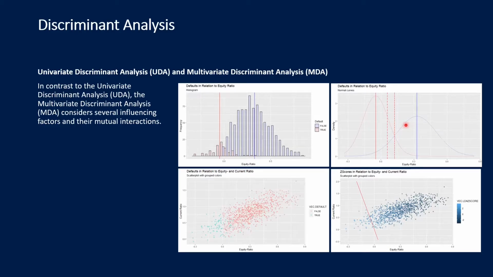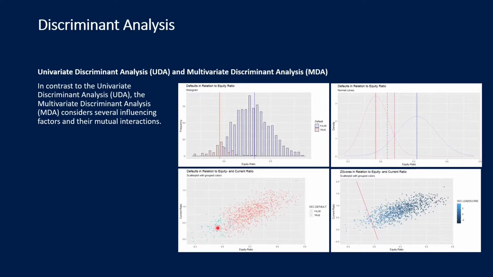Multivariate discriminant analysis considers several influencing factors and their mutual interactions. So not only the equity ratio that we still have here on the x-axis, but maybe also the current ratio that is now on the y-axis. And indeed, equity ratio and current ratio are able to explain most of the default risk. With colors, we now see the same number of observations: red are those that have not defaulted, and blue are those that have defaulted.